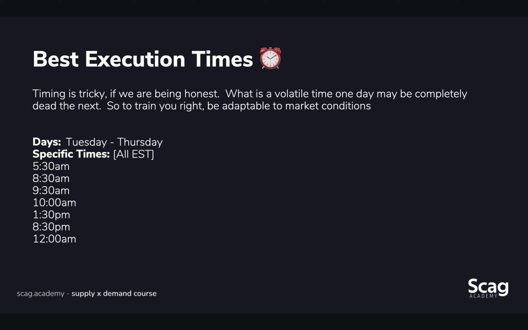8:30 a.m. is a big news event time. There's a lot of soft data for the US that comes out at 8:30. Things like, off the top of my head, CPI, I think NFP is 8:30. There's a lot of data releases that happen around 8:30 a.m. So good trigger time.